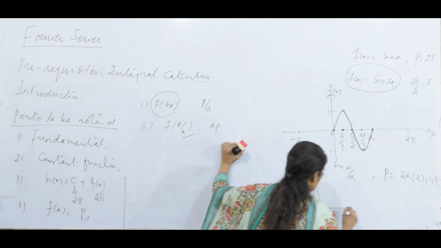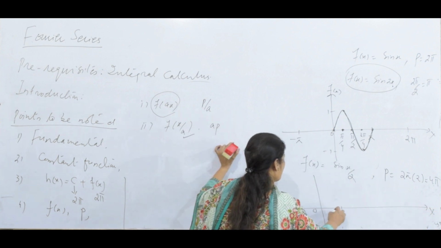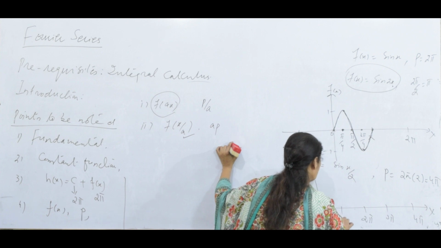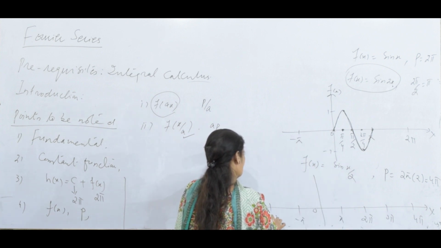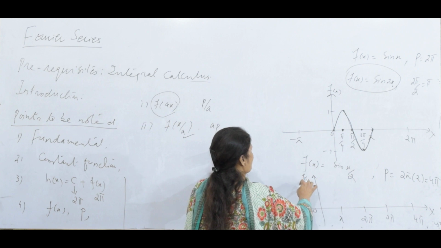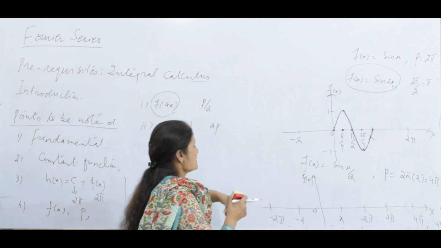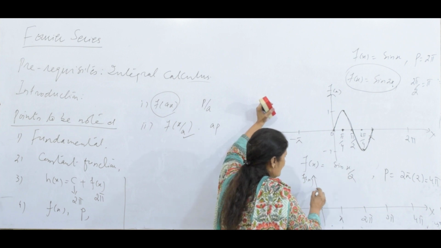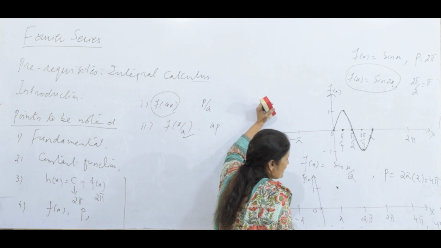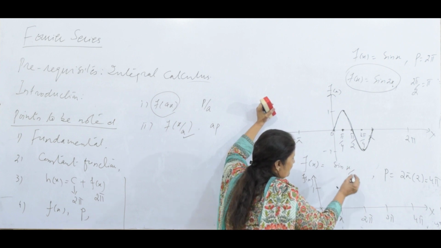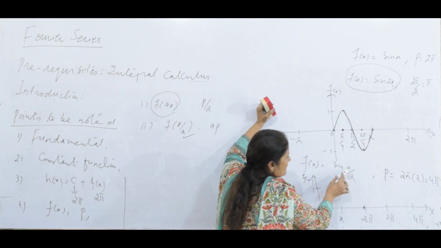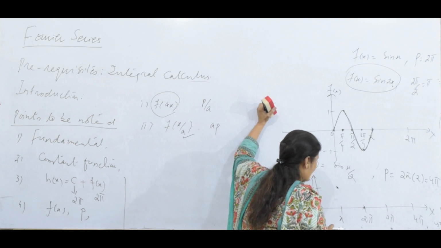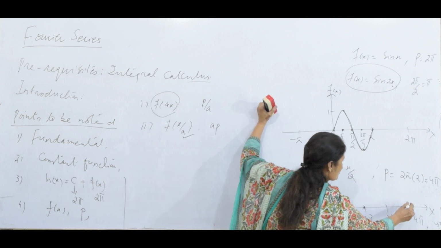Let me sketch again. So on the x-axis is pi, 2 pi, 3 pi, 4 pi, and on the other side I can have the same, and this is f of x. If I am sketching, when x is 0, sine 0 is 0. When x is pi, sine pi by 2 is 1. When x is 2 pi, divided by 2, sine pi is 0. When x is 3 pi, sine 3 pi by 2 is minus 1. And when x is 4 pi, sine 2 pi is 0 again.